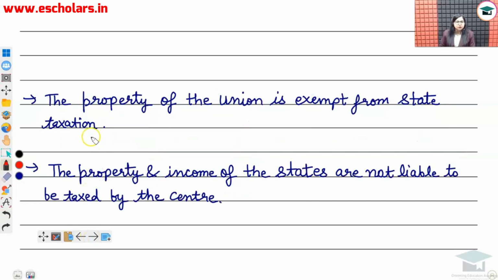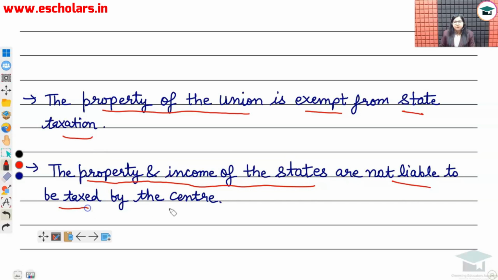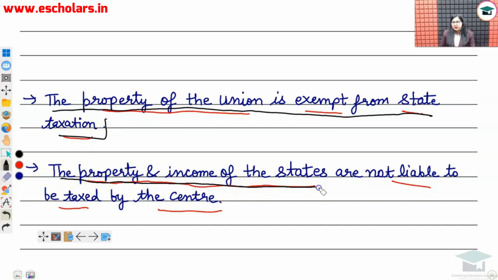Also, students, here we need to note that the property of the union is exempt from state taxation, and also the property and income of the states are not liable to be taxed by the center. That means the state government cannot levy any tax on the property of the union. Similarly, the union government cannot impose the tax on the property and the income of the state governments. So let's have a look. The property of the union is exempt from state taxation. The property and income of the states are not liable to be taxed by the center.